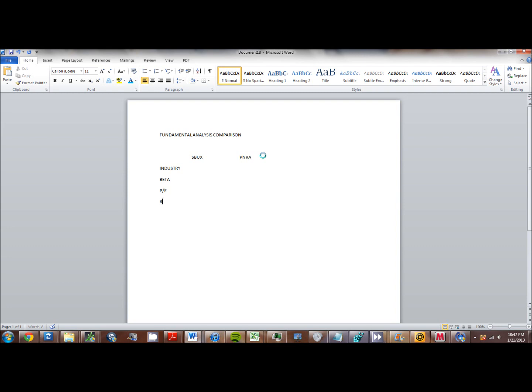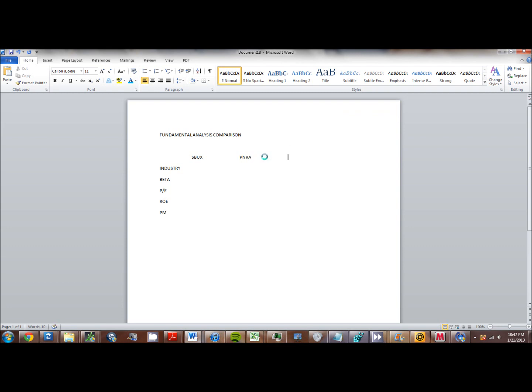Maybe you also want to look at something like return on equity, right? And then maybe you also want to look at profit margin, which we'll just abbreviate PM. So essentially, you've got the industry, but then you've got four additional criteria that you want to use to try to make your decision, right? In terms of, all right, which company do I think I want to invest in?